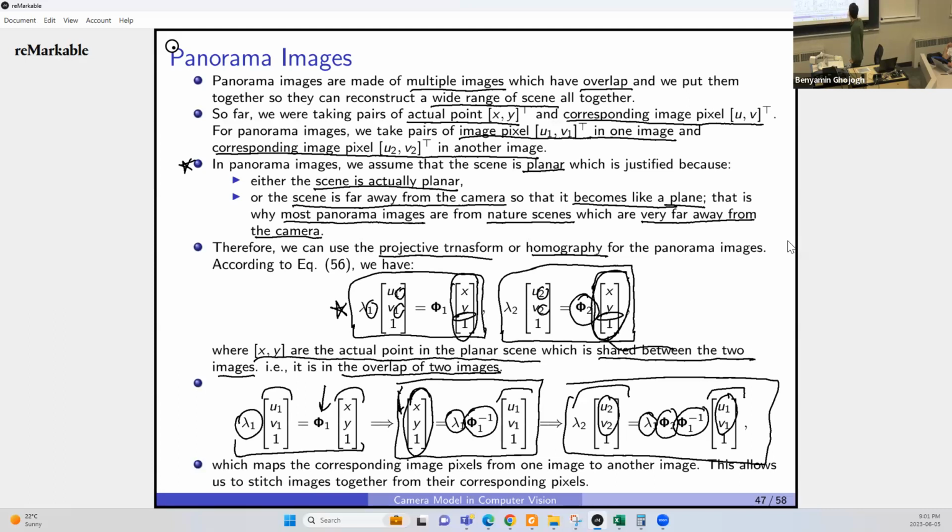So as you know the corresponding pixels between the two images, you can now stitch them. You can now stitch them. So this maps the corresponding image pixels from one image to another image. This allows us to stitch the images together from their corresponding pixels. So easily, we stitch these two images, then the next two images, the next two images. This reconstructs the whole viewpoint. Okay?